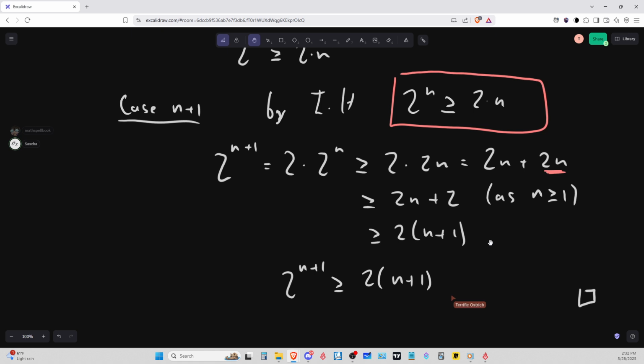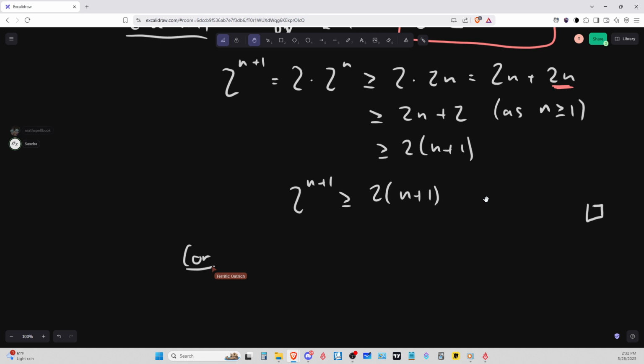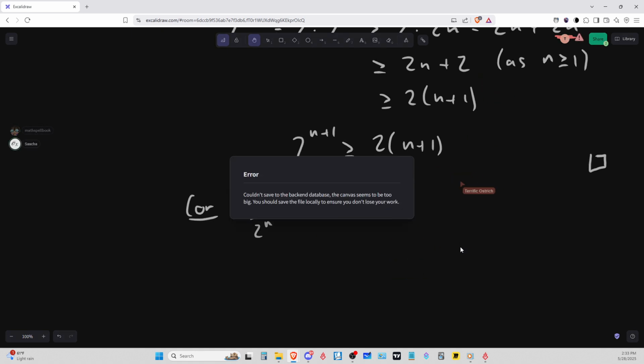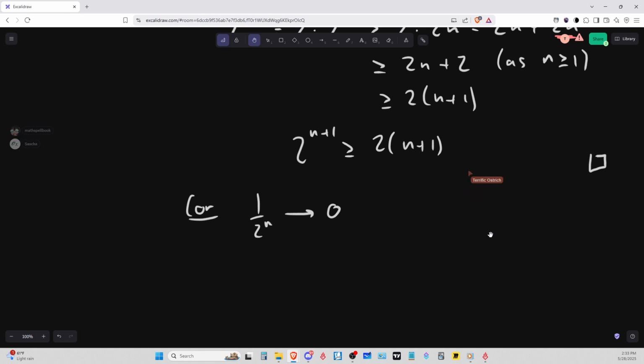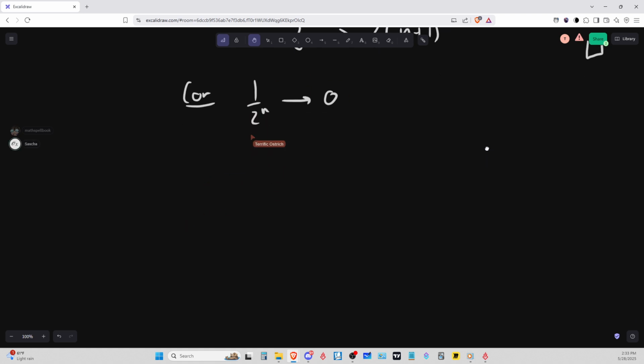And as a corollary, as a consequence of that, we are able to prove that the following sequence is converging. Corollary: 1 over 2 exponent n is converging to 0. And so we're going to use this inequality. Let me show you how it's done. What we're going to do is compare with the one that we previously showed. So let's do the proof.